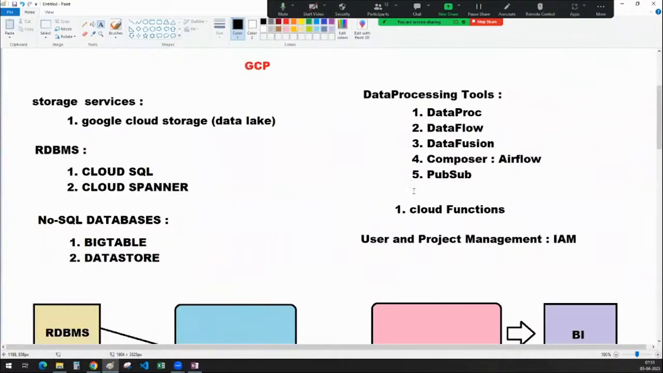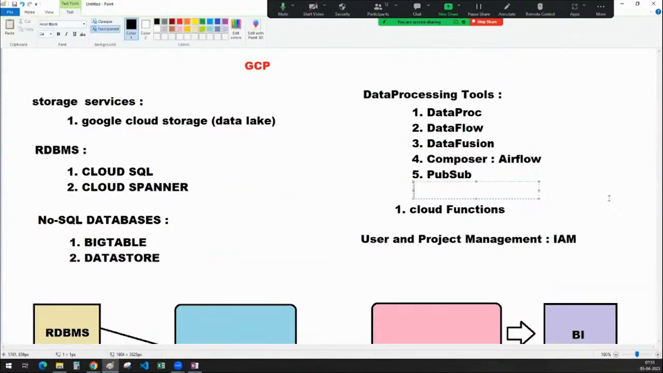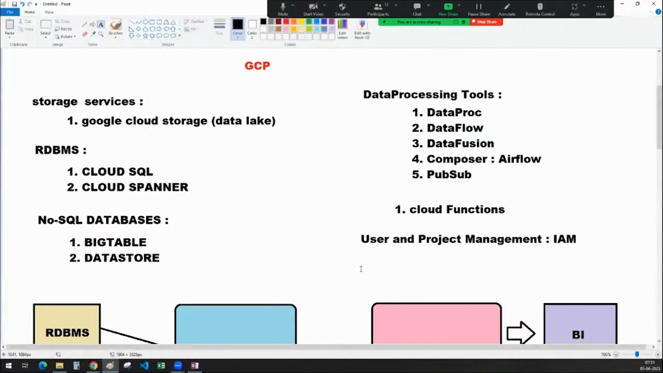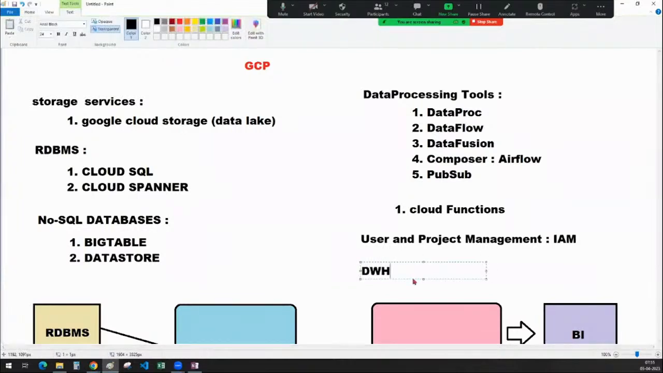And sorry guys, I actually forgot a very important tool, that is BigQuery. That is our data warehouse, right? That is not a data processing tool, that is a data warehouse tool. It is BigQuery.